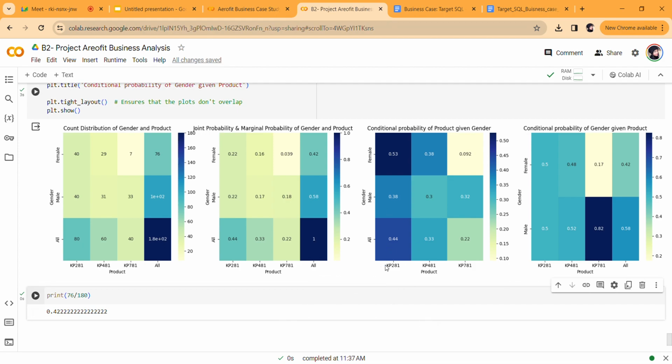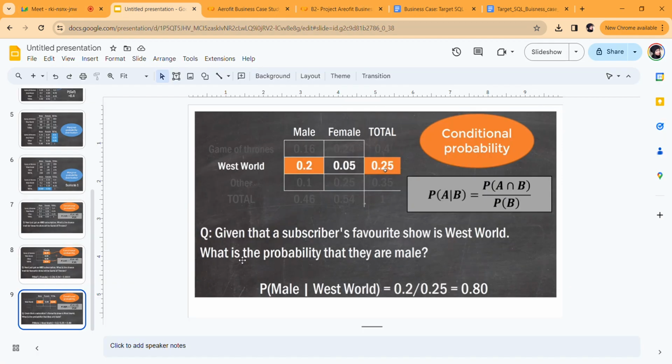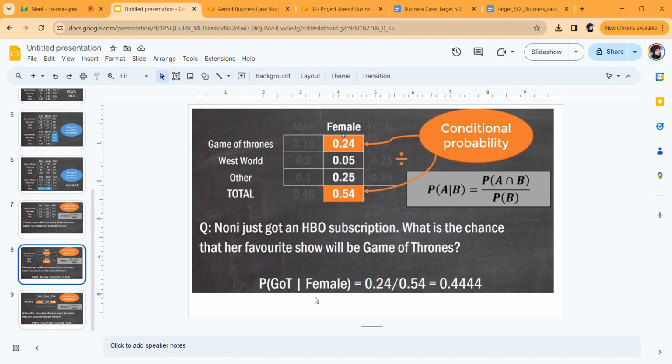So the next thing we are going to cover is the conditional probability of a product given the gender. Gender, male or female, is given, and we need to find the probability of each particular product if the gender is already given. If something is already given, then we have to take its total probability. Let's understand this.